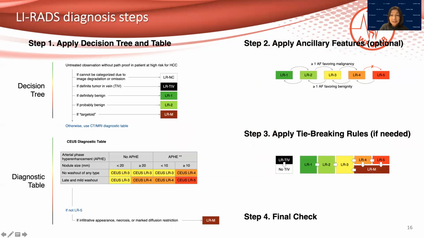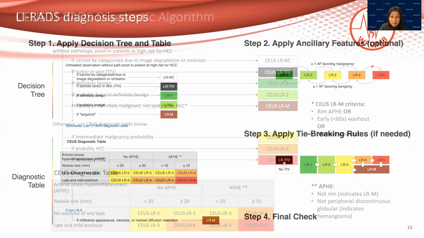There are 4 steps in LIRADS diagnosis. Step 1 is to apply the decision tree and table. You will apply ancillary features next, which is optional. You will then apply tie-breaking rules if needed. This happens really rarely in my experience. I never actually used it. And then step 4 is a final check. You need to really check, does this make sense? And so that's how we use it.